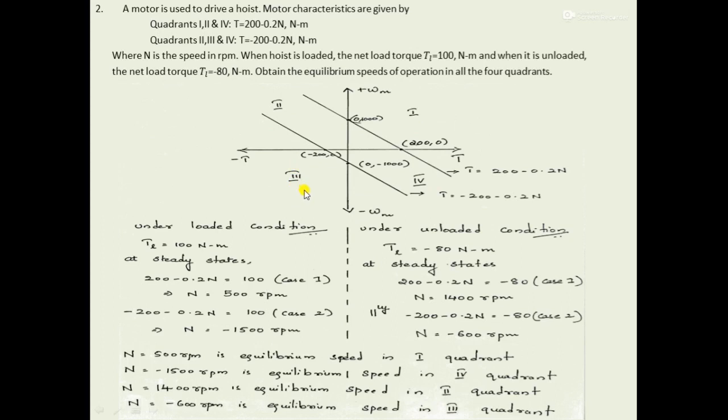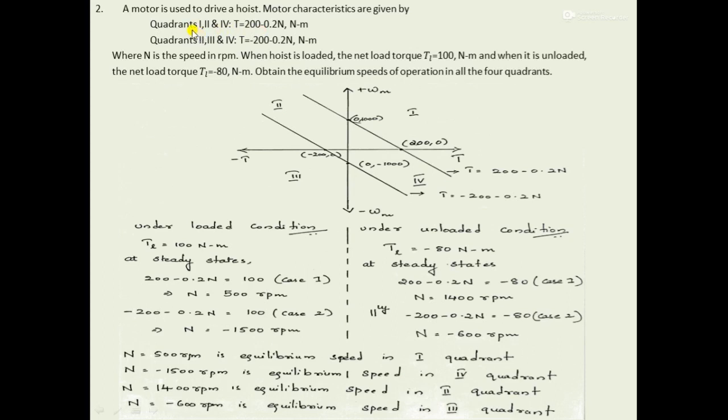Hope it's clear for you. This problem is very important. I will just brief it once again. In this problem, you are asked to find the equilibrium speed in all these four quadrants of operation. The motor is possessing two characteristics, and the characteristic relations are given.